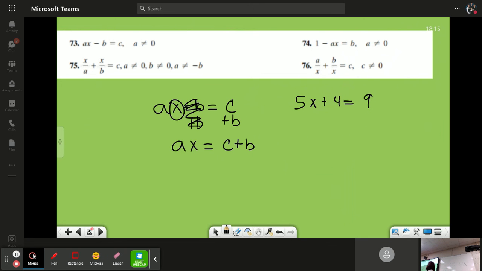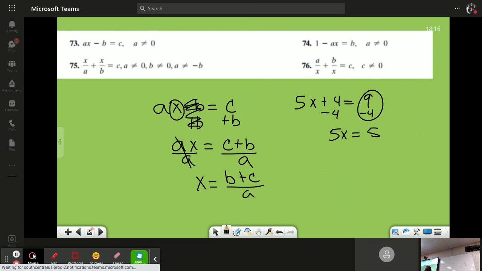I just can't do the math. Over here, I could say minus 4 and 5 times x equals 5 because I have numbers and I can do the math. I just can't do the math, so I got to leave the variables in place. I still need this x by itself. It's being multiplied by a. There you go. Gone. And x is equal to, probably write it in alphabetical order, b plus c over a. Okay?